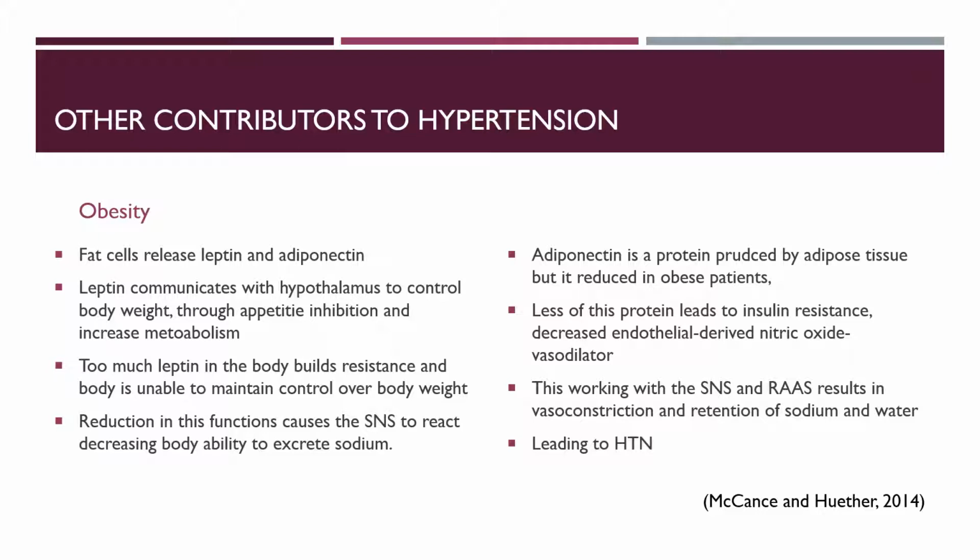Adiponectin is a protein produced by adipose tissue, but it is reduced in obese patients. Less of this protein leads to insulin resistance and decreased endothelium-derived nitric oxide vasodilators. So this, working with the SNS and the RAS, results in vasoconstriction and retention of sodium and water, which again leads to hypertension.